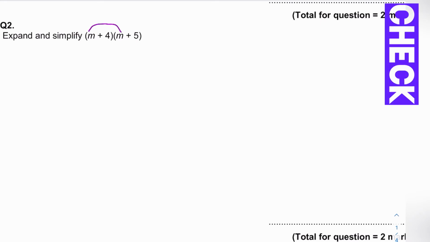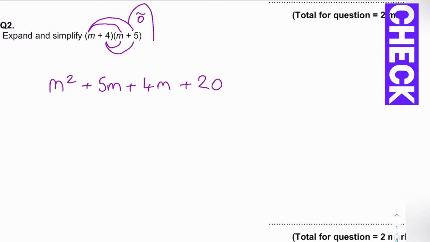Okay, so here we've got m multiplied by m, which is m squared, m multiplied by 5, which is positive 5m, positive 4 multiplied by m, which is positive 4m, and then finally positive 4 multiplied by positive 5, which equals positive 20. We again get our little parrot, and that just reminds you that you've multiplied all 4 things. So here we've got m squared plus 9m after we collect together our like terms, plus 20.